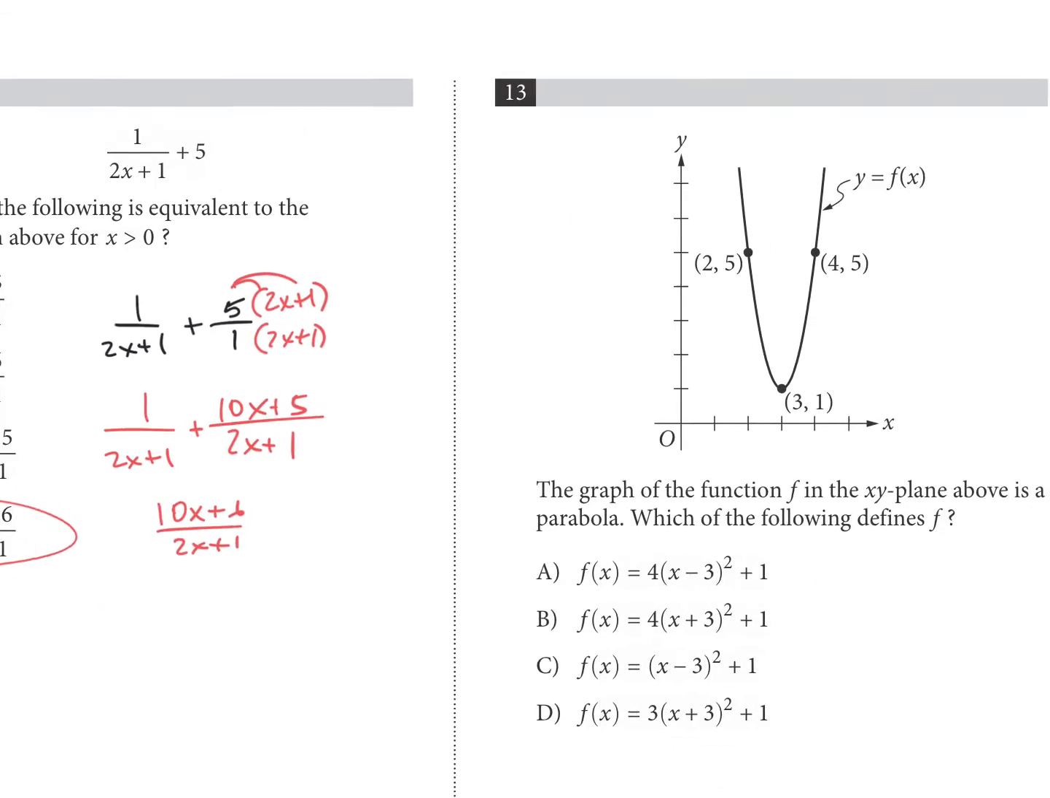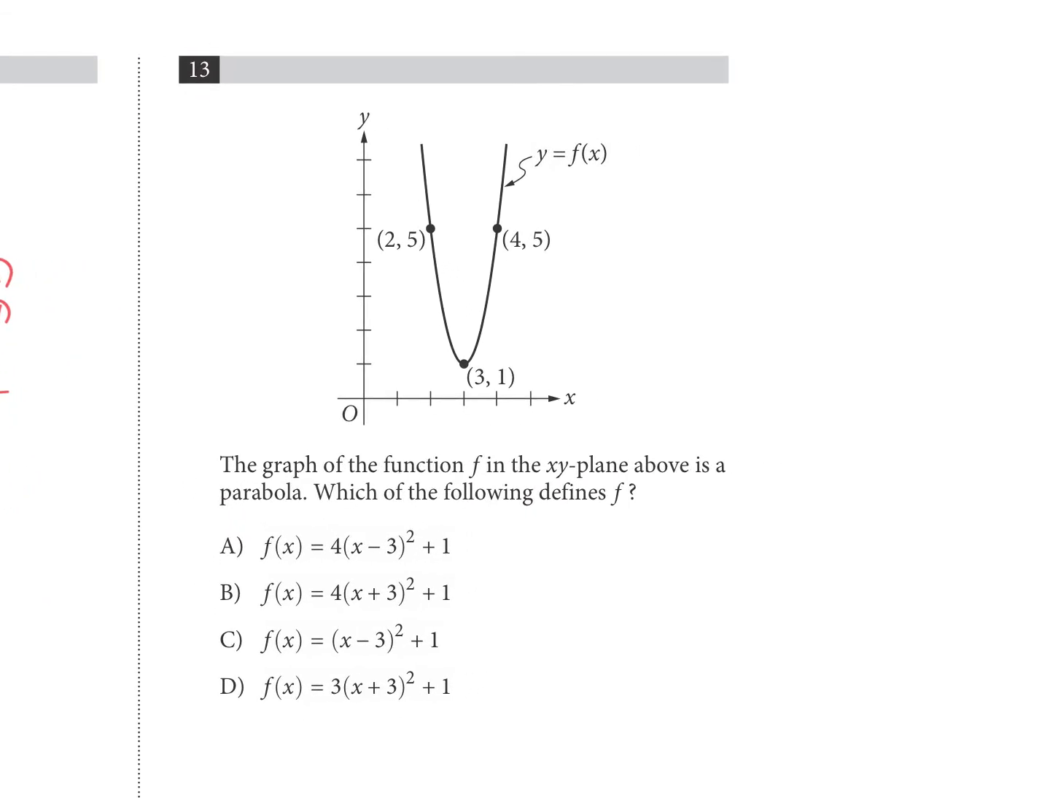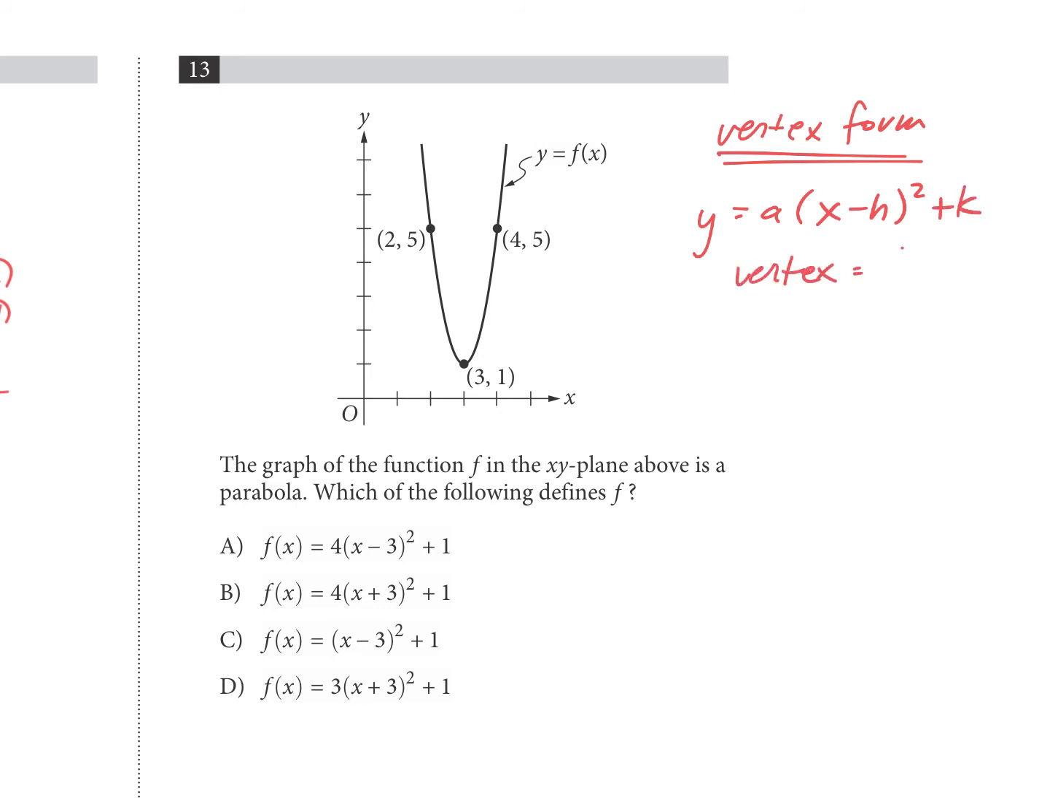All right, on to number 13. All right, so it says the graph of the function f in the xy plane is a parabola. Which of the following defines f? This is a little bit of remembering vertex form. If you remember vertex form of a parabola, it's called vertex form because the vertex is right there. So in this form, the vertex is (h, k).